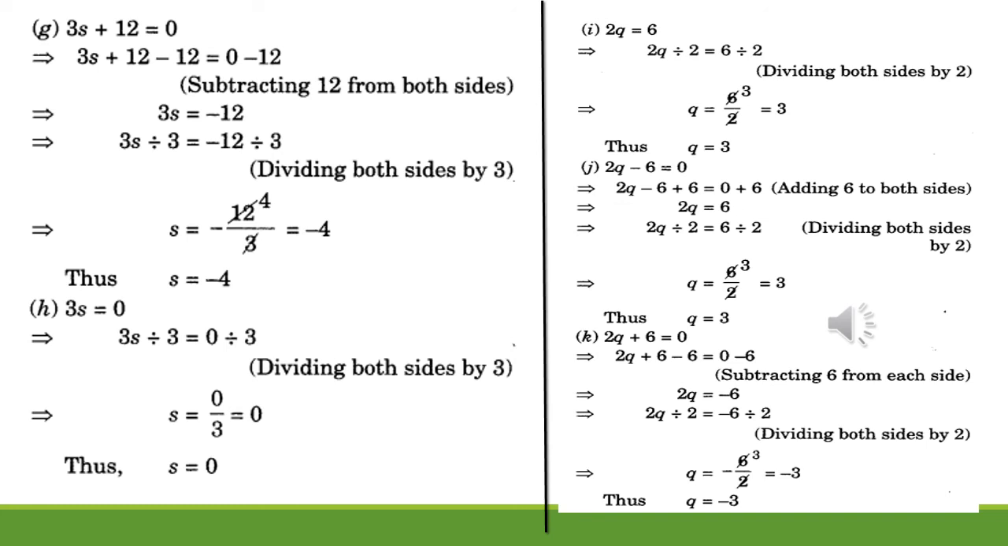Last sum, part K, 2q plus 6 is equal to 0. Now we are removing plus 6 by subtracting 6 from both sides. 2q plus 6 minus 6 is equal to 0 minus 6. So 2q is equal to minus 6. 2q divided by 2 is equal to minus 6 divided by 2. So q is equal to minus 6 by 2 or q is equal to minus 3.